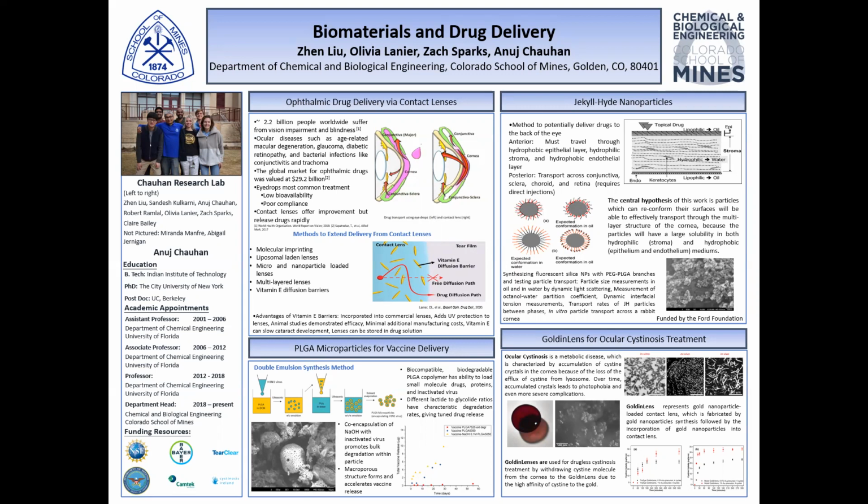There are a number of advantages to having the vitamin E barriers in the contact lenses. First, there is a relatively easy incorporation of the vitamin E in the commercial contact lenses. Once it's been added, it serves as a UV protectant in the lenses. And with the incorporation of vitamin E, this can slow the cataract development. A number of animal studies have been done and have demonstrated high efficacy of the vitamin E lenses. There's only a minimal additional manufacturing cost with vitamin E lenses, and once they've been made, they have a reasonably long storage life in drug solution.